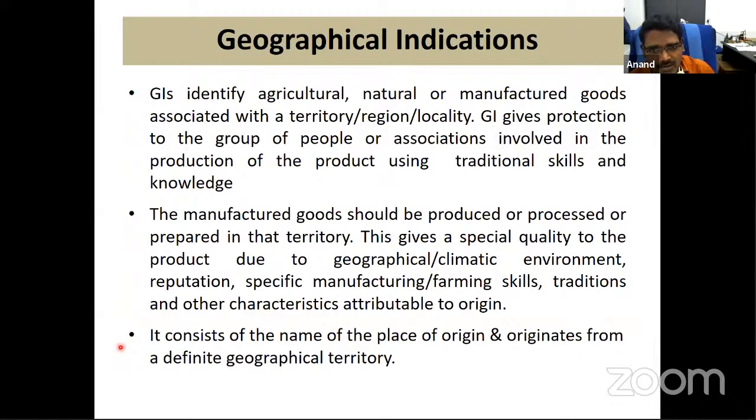Then finally, about geographical indications, GIs identify agricultural, natural or manufactured goods associated with a territory, region or a locality. For instance, many of us know that there is this ongoing tussle between particularly people from Odisha and Bengal, about where the product Rasagulla came into existence.